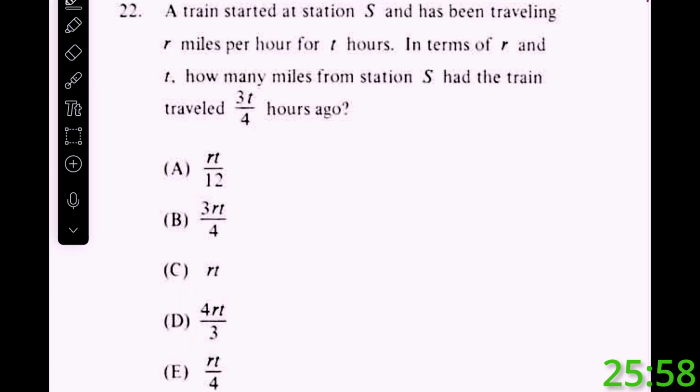All right. Oh, another motion problem. A train started at station S and has been traveling r miles per hour for t hours. No numbers, just variables. Well, S doesn't really count. It's just the name. So we start at S. The distance we've traveled is RT, right? In terms of R and T, how many miles from the station has the train traveled 3t over 4 hours ago?